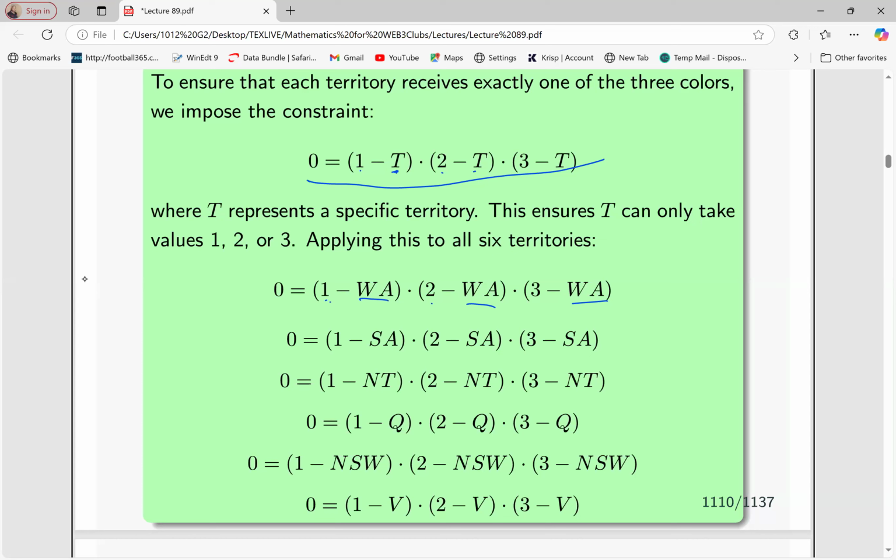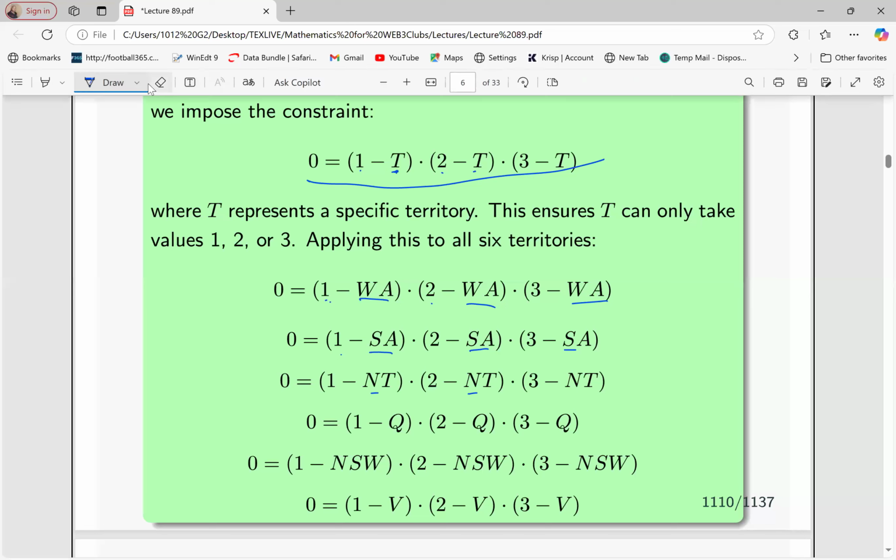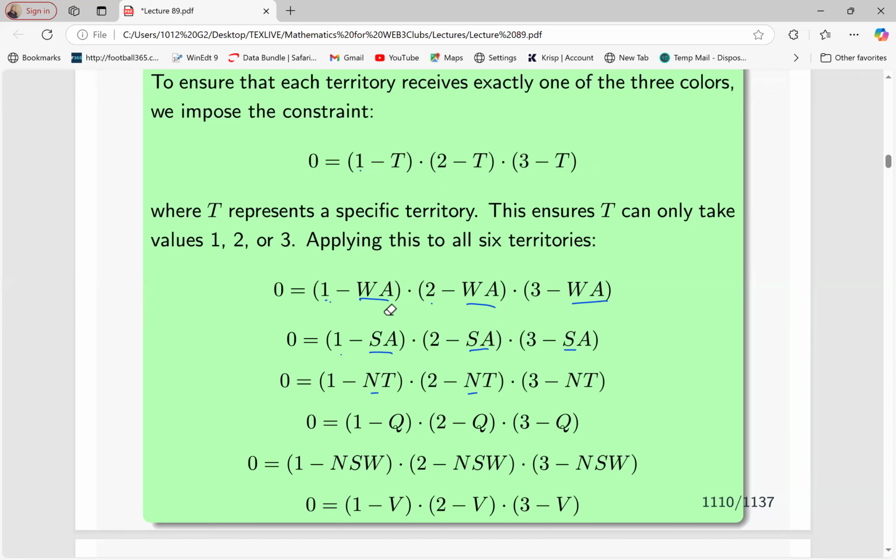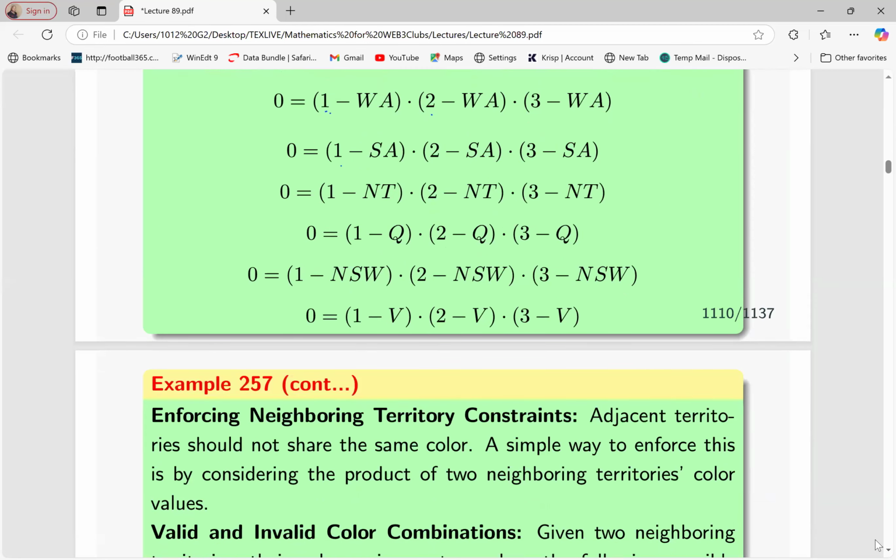Then you could also have 1 minus the color for Southern Australia, and so on. And then Northern Australia, and so on. So that is all what we do. Then, of course, we have assigned those colors as 1, 2, 3. So it's important to understand how each of these territories would have 1 color. But this is the equation we will be using.